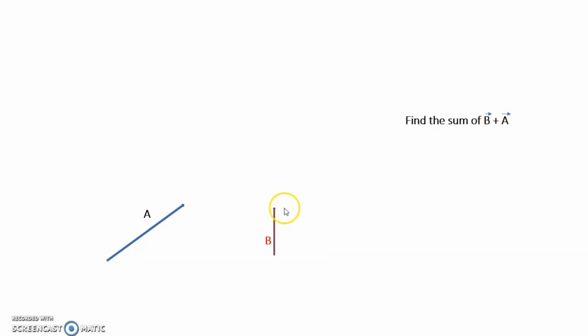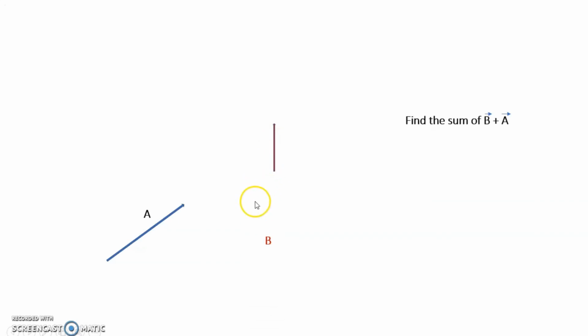Now, if we are asked to find the sum of vector B plus vector A, how are we going to do it? This is how to represent vectors. The arrow on top of the B simply means vector B. Now, how are we going to get B plus A? Since we are asked to get the sum of B plus A, we produce B first without changing either the magnitude or the direction.